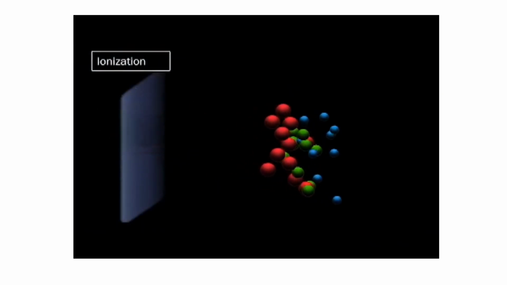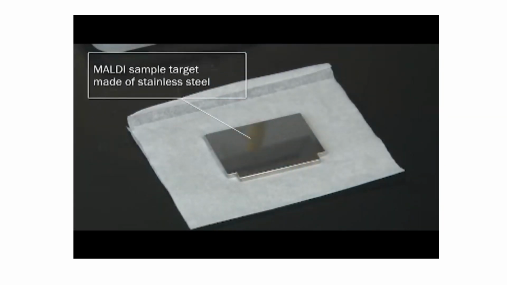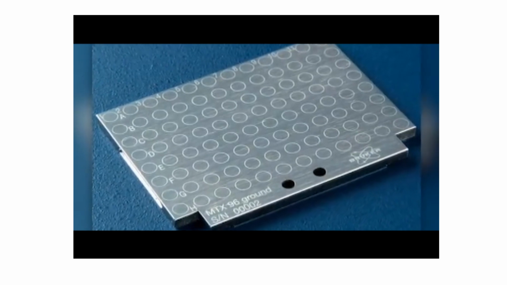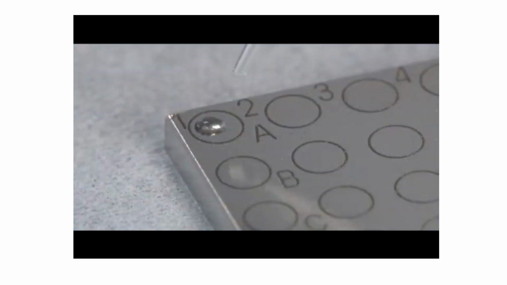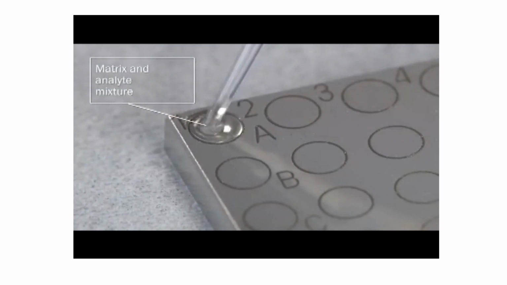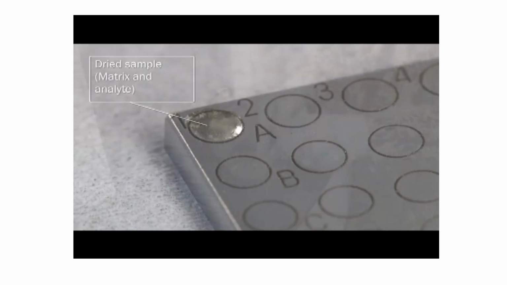into the gas phase. Solutions of the matrix and analyte are deposited onto a sample plate known as the target. The target can be made of polished or ground stainless steel and has spots for several different samples to be applied. The solvent is allowed to evaporate from the sample solution, leaving behind a solid sample spot on the target that will be analyzed by the MALDI-TOF spectrometer.